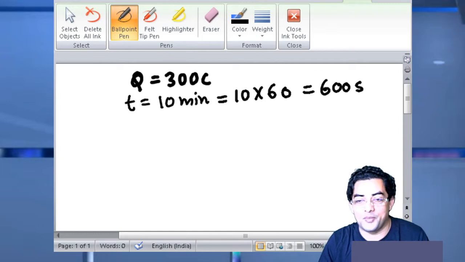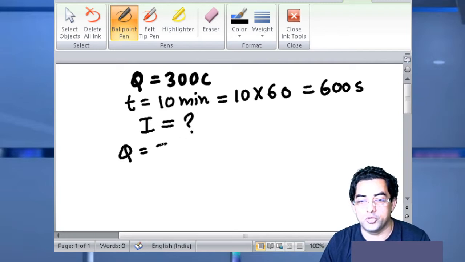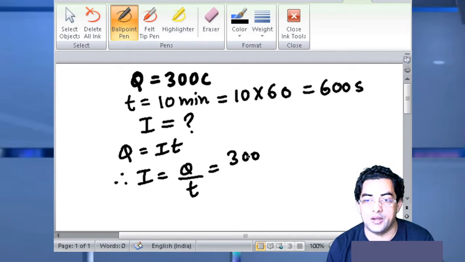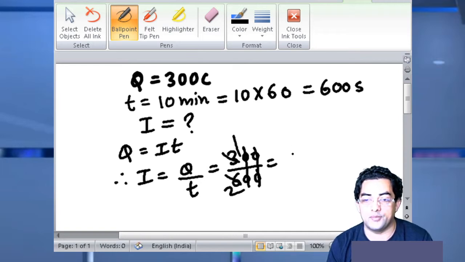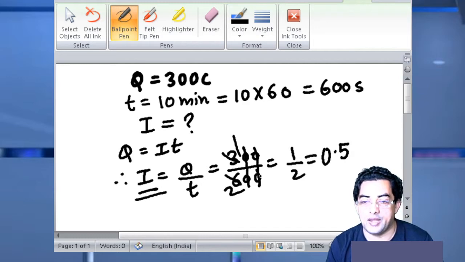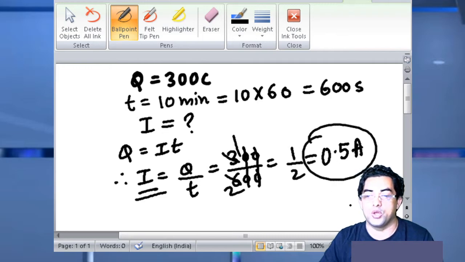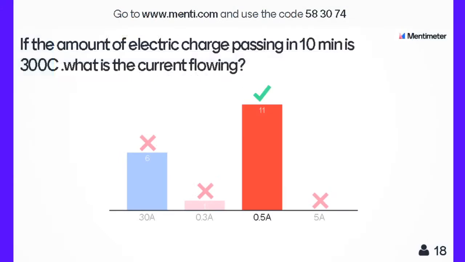Okay, then what were you about to find out? We have to find out the current. So that means we have to find out the value of I. So I is question mark. We know Q is equal to I times T. So therefore I will become Q over T. So let us substitute the value of Q as 300, value of time as 600. The zeros get cancelled. 3 times 1, 3 times 2, so it is 1 over 2. 1 over 2 is 0.5, and because it was current, it is amperes. So the answer was 0.5. 0.5 amperes was the correct answer.